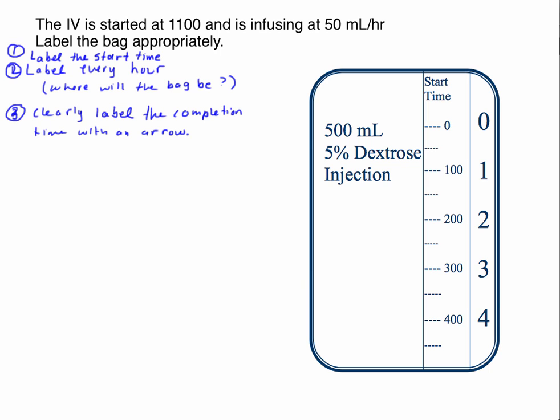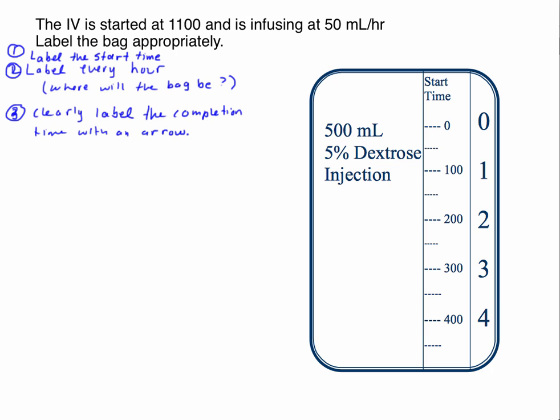We need to keep a few things in mind when we are asked to label an IV bag. We're told that an IV has started at 1100 and it is infusing at 50 milliliters every hour. We need to be able to appropriately label this bag.